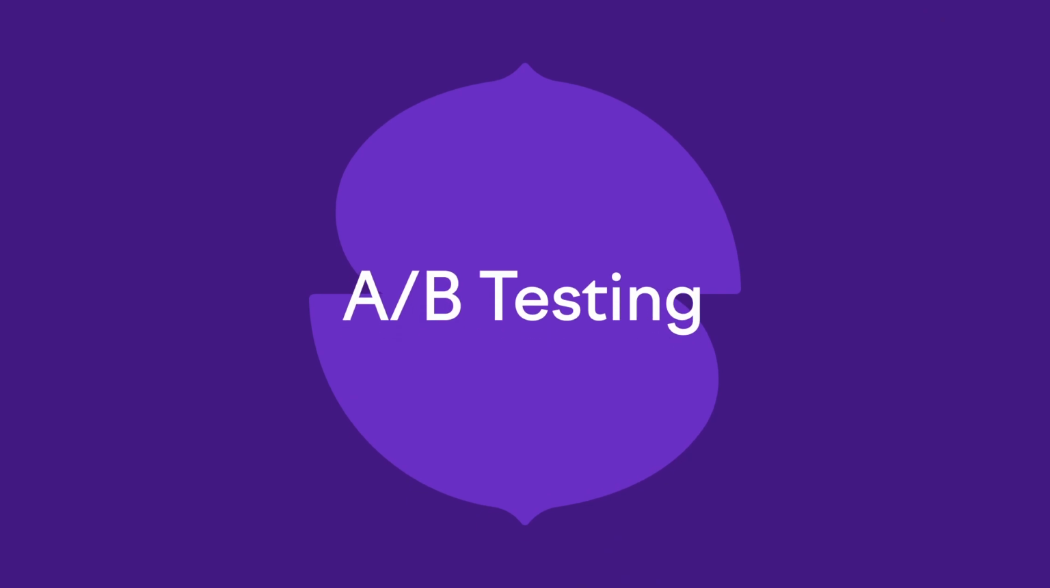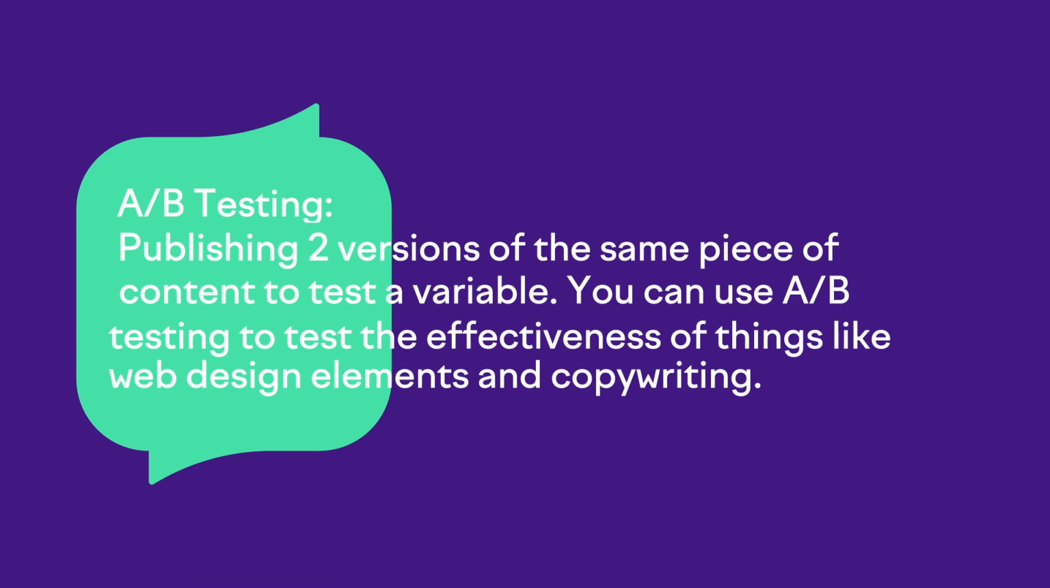A/B testing. A/B testing involves publishing two versions of the same piece of content to test a variable. You can use A/B testing to test the effectiveness of things like web page design elements and copywriting. You will make one version available to, let's say, half of your visitors, and the other one available to all the rest.